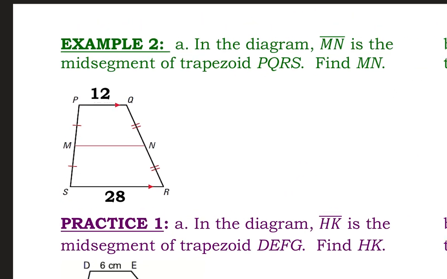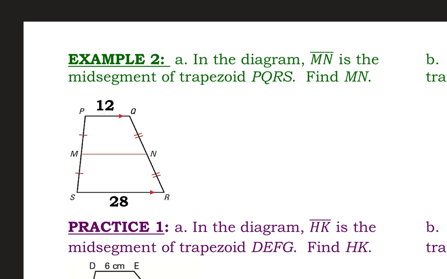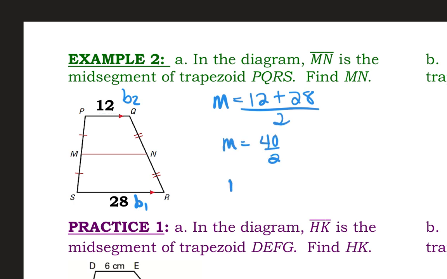So looking at that formula, you're going to find the parallel bases, and they are here where the arrows are. And the formula says that we have to take base 1 plus base 2 and then divide it by 2. If you accidentally put B1 on top and B2 on bottom, it's not going to make a difference. They just have to be added, okay? So the formula says that I have to take 12, add it to 28, and then divide it by 2. So what's 40 divided by 2? M to N is 20. So you're just adding them and dividing by 2.